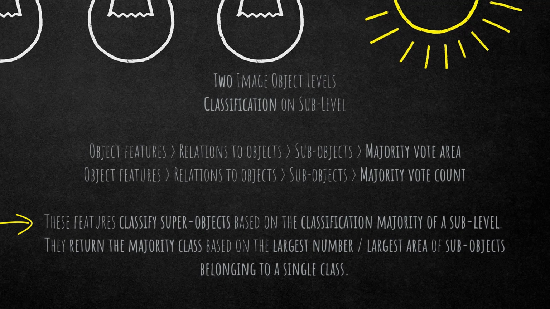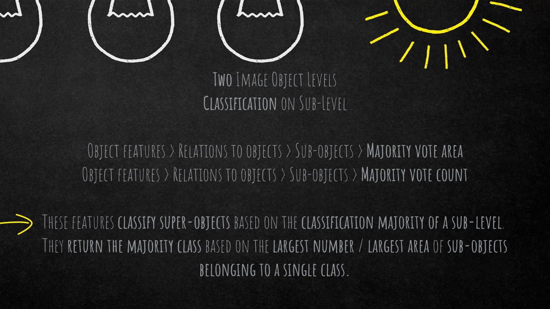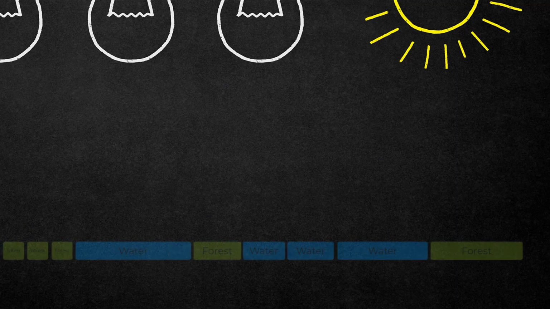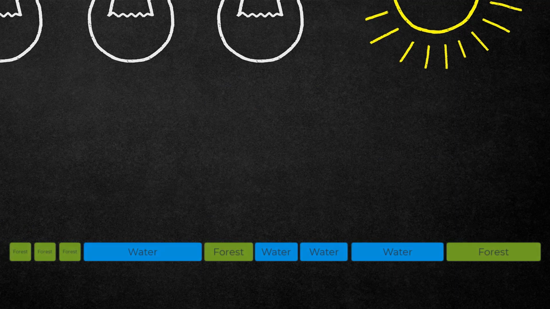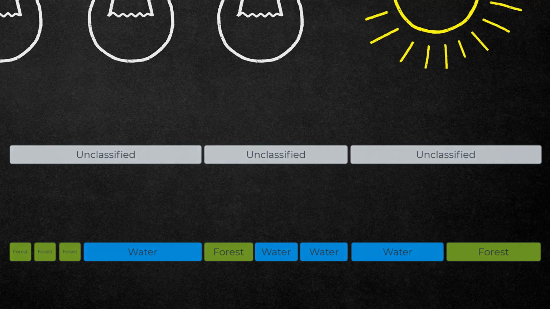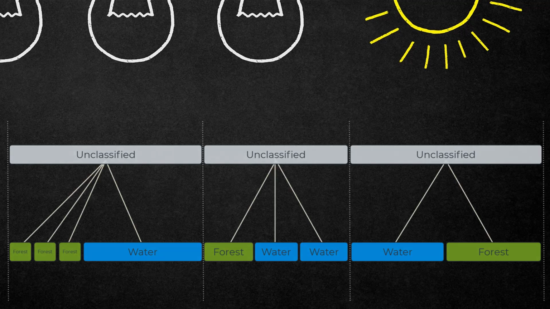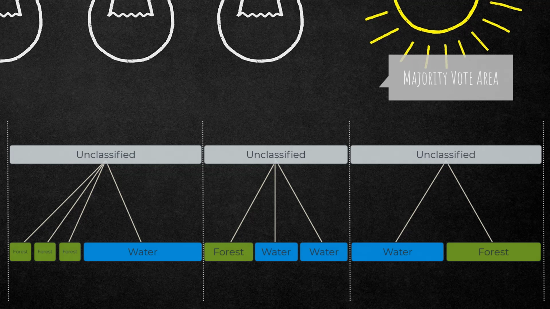And we're gonna have a look at both in theory and also in an example. Let's imagine a fairly simple example where we do have one image object level classified into 2 different classes. So we do have forest and water, and then we have a super level with image objects that are unclassified. Now we can use the majority vote features to assign classes to those image objects on the super level based on the relation to the sub level.